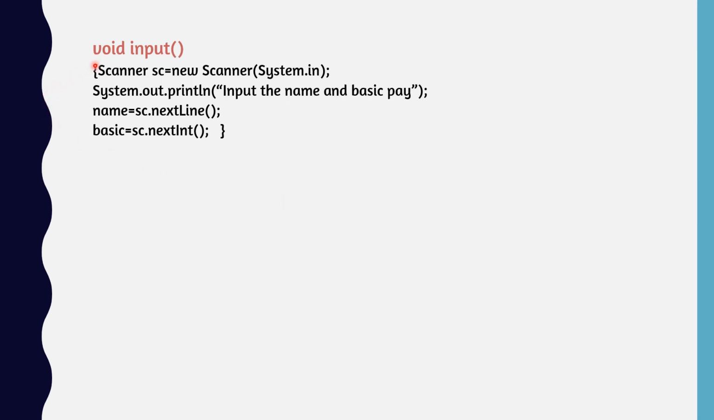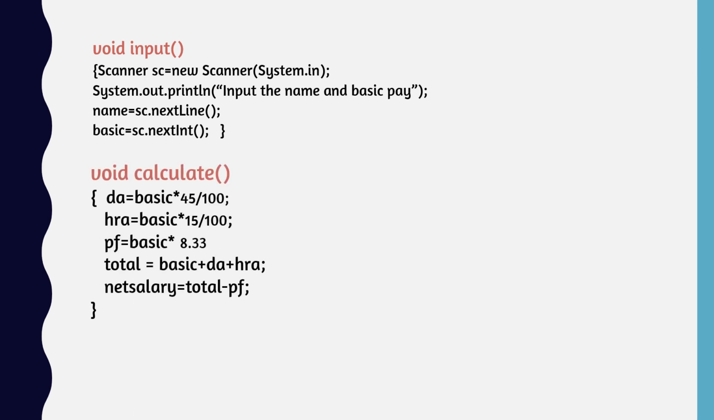Put the details. Here we are inputting, so Scanner class we have to declare, and here we are inputting the name and basic salary. So we are just inputting two items: name, sc.nextLine, and basic, sc.nextInt. So this we have inputted and the function is over. And the next function we have to calculate. So void calculate, as it is given in the question. You can see the global variables can be accessed in any of the functions, so we are using them in this function also.